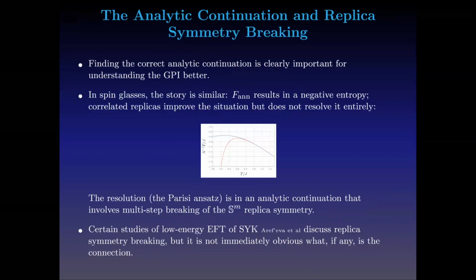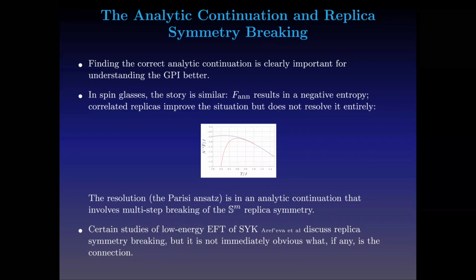So I want to say a few words about the analogy with spin glasses. I would say that finding the correct analytic continuation is very important for understanding the gravitational path integral better, because we would like to understand the generating functional and the free energy as computed by the gravitational path integral. And at least in this regime of JT, it looks like we actually need to have an analytic continuation that gives us a reasonable free energy.